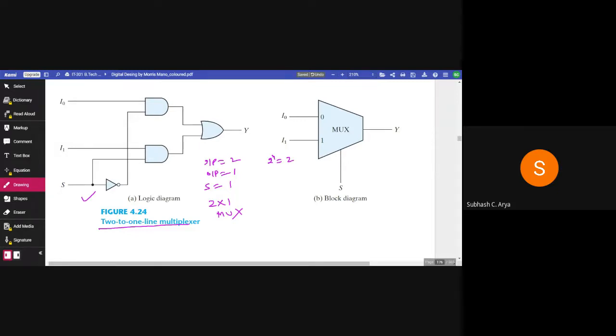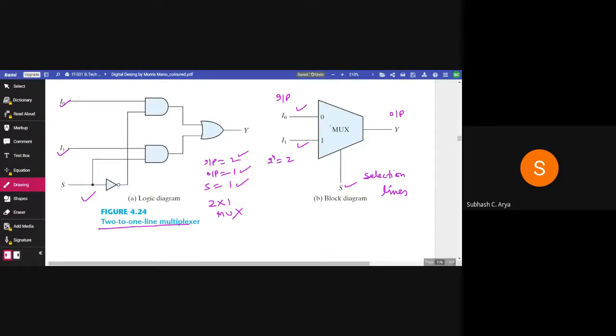Further looking here, number of selection lines is 1, output is 1, and number of input lines is 2. What are those two input lines? I0 and I1. These are the two input lines, written here in the block diagram. The selection line is only 1, and this is the output. We have labeled the inputs input 0, input 1. This is not logic, this is only the numbering, input number 1, input number 2, you can say. And this is the output, and this is the selection line.